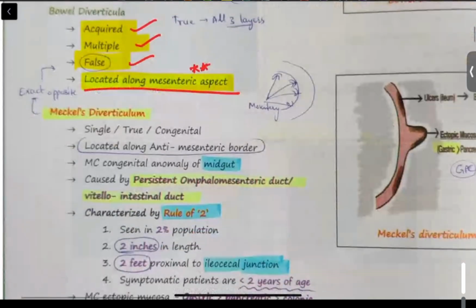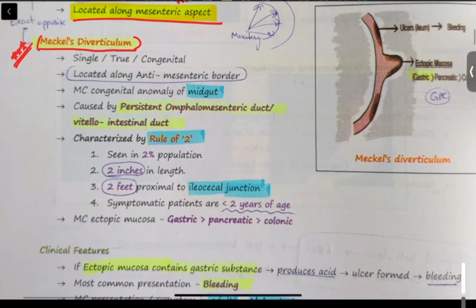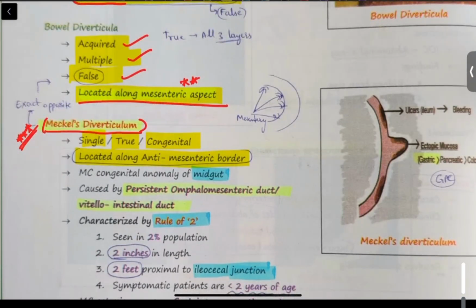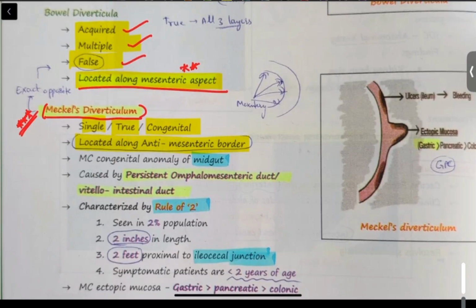So there is one such diverticulum called Meckel's diverticulum. This is most commonly asked in case of small intestine. Meckel is again the name of a person, and diverticula is herniation of mucosa and submucosa. So what are the features? How will this diverticulum be in specific? It is usually single, it is a true diverticula, and it is congenitally acquired. It is located along the antimesenteric border. Whatever we studied related to bowel diverticula, it is exactly opposite to that. Bowel diverticula is usually multiple, but Meckel's diverticulum is single.